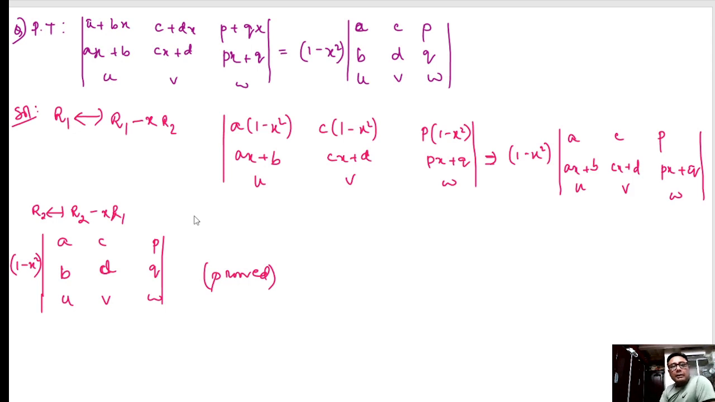Next thing, this is our determinant given here. As you can see, we have to prove this determinant is equal to this. So let's apply some concept. We want to do R1 minus X R2 and put it in R1. So let's see.